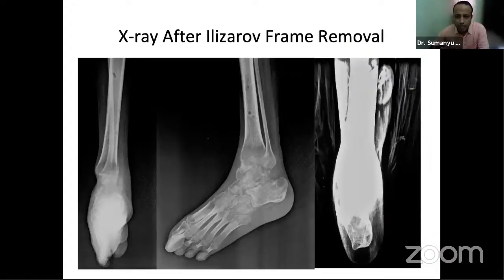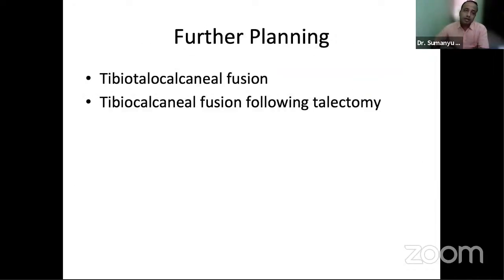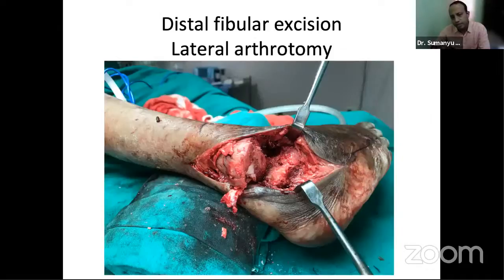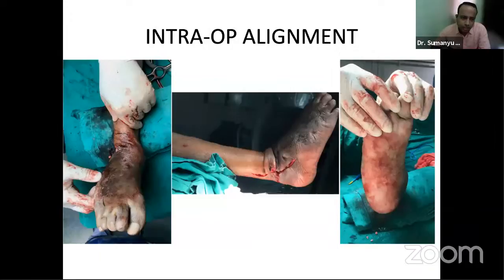The calcaneus is well aligned under the tibia, and equinus and supination are there. So then I thought of using internal fixation by tibiocalcaneal fusion, or a tibio-talocalcaneal fusion after doing a talectomy. This is the picture just before the fusion procedure. When I opened it laterally, I removed the fibula, and I excised the lower end of the tibia and upper end of the talus. When I reduced it, I was able to get a satisfactory reduction. So then I thought of not doing any midfoot osteotomy to correct the supination.